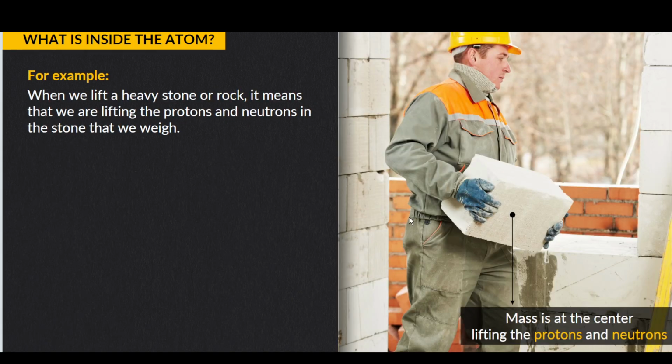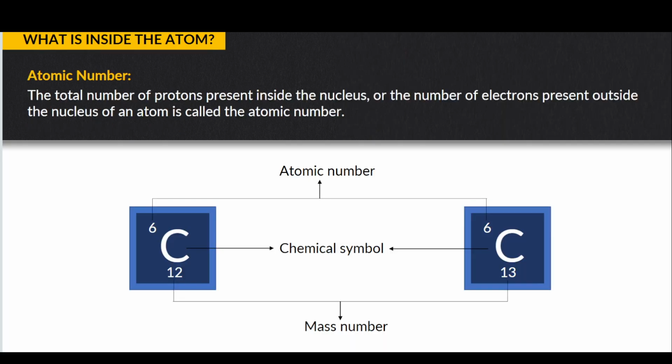For example, when we lift a heavy stone or rock, it means that we are lifting the protons and neutrons in the stone that we weigh. So mass is at the center, because protons and neutrons exist inside the nucleus. We are ignoring electron mass. So mass number is number of protons plus number of neutrons.